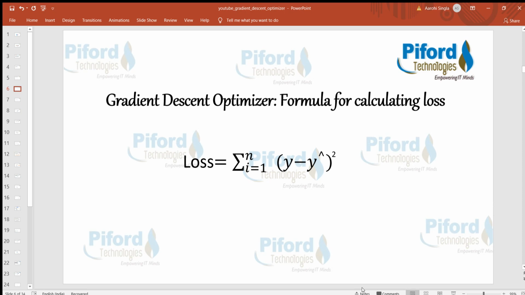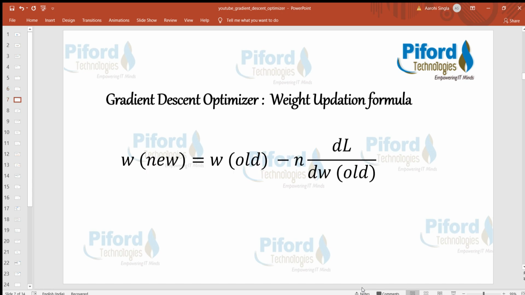Once we have calculated the loss, the next thing is we want to update the weights. So the weight updation formula of the gradient descent optimizer is this. New weight means the updated weight. If you want to calculate the new weight, how can we do that? Old weight means the initial weight, right? So the old weight minus n, where n is the learning rate.